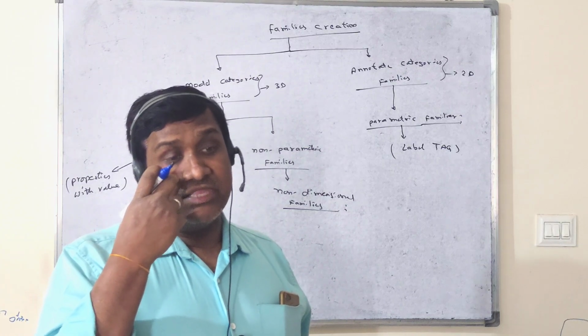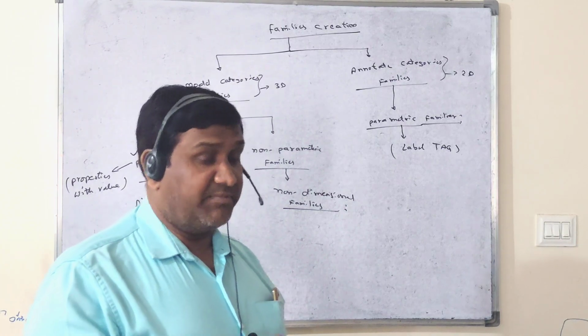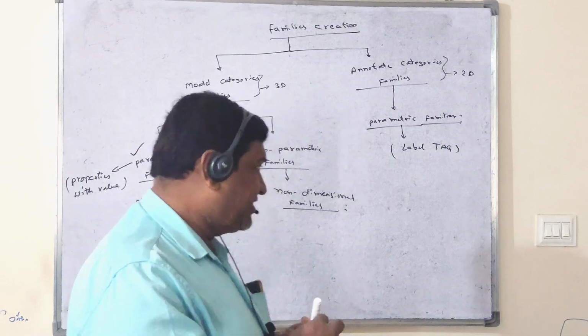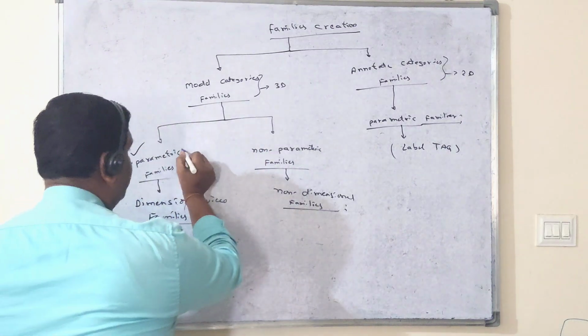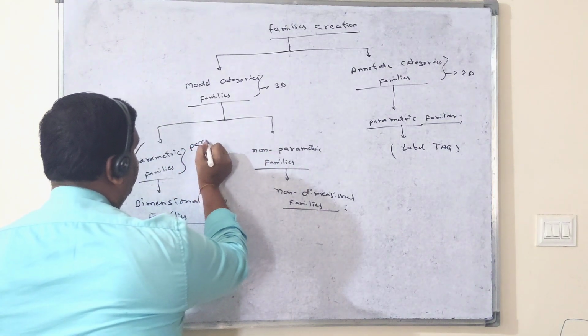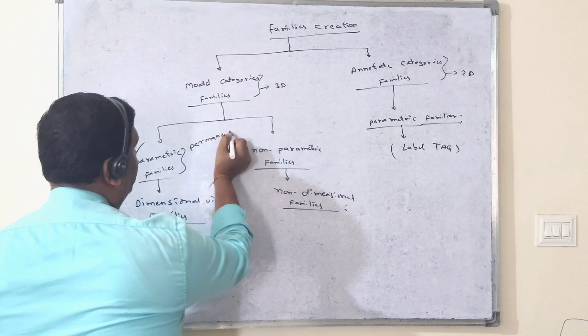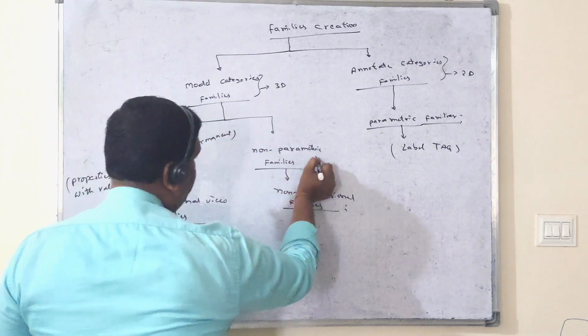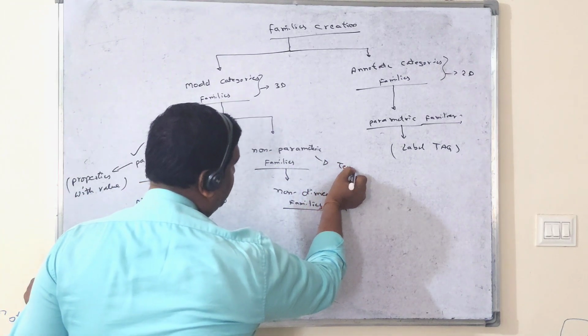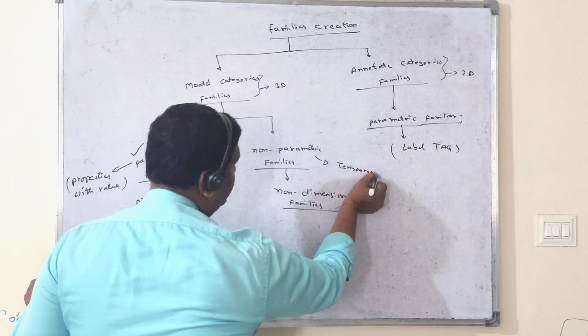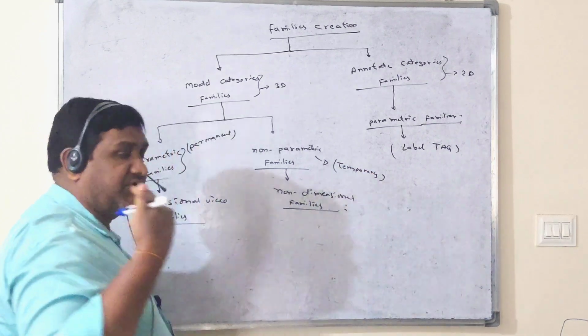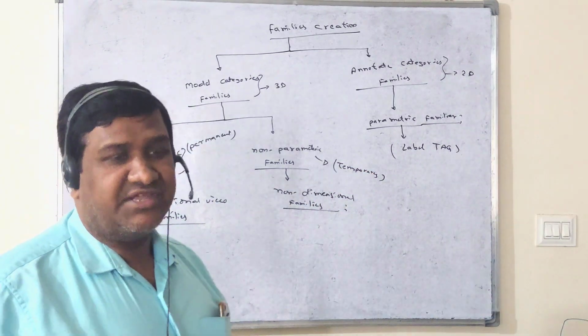Okay, so like that there are two types, non-parametric and parametric. We can say the parametric family is permanent, meaning once you have created it, it is permanent for you. But non-parametric is temporary, because when you require it you can use it, otherwise you can leave it, no issue. It's temporary.